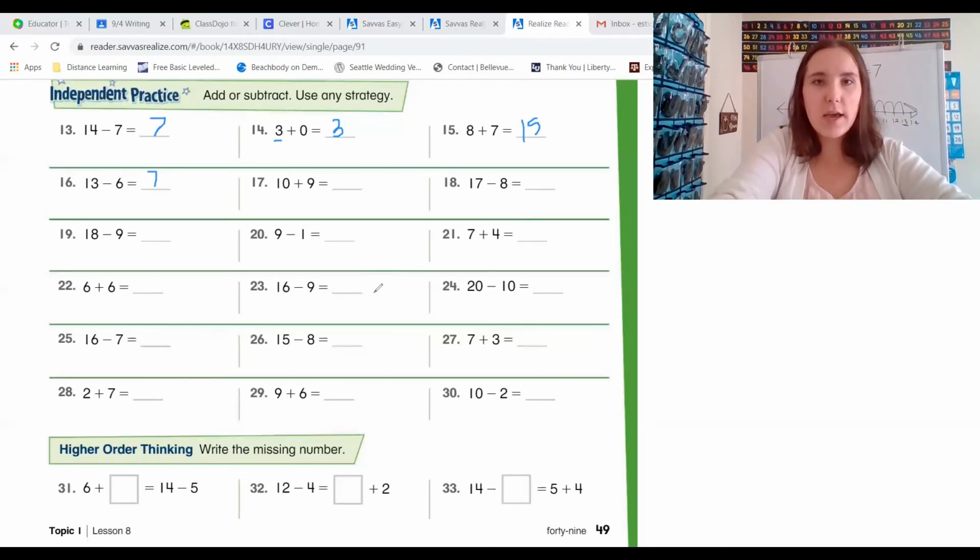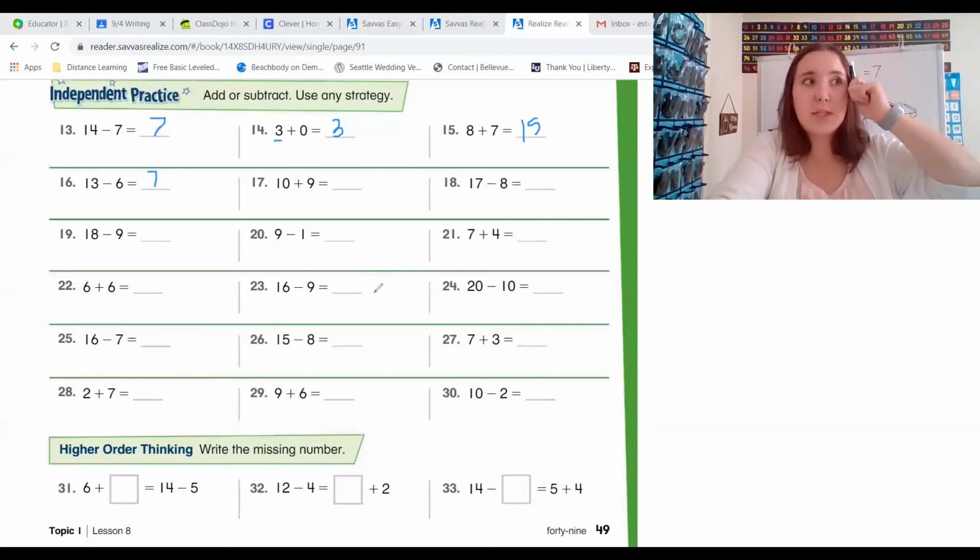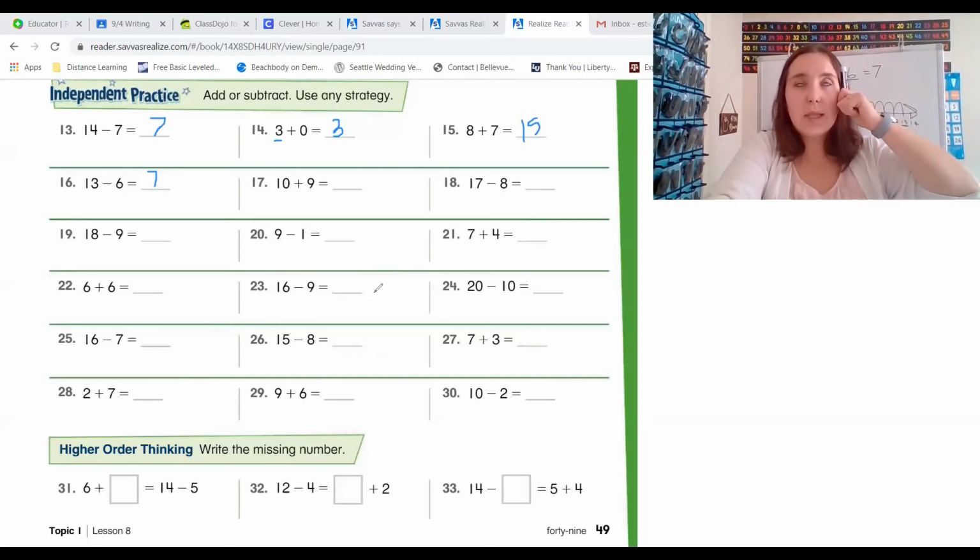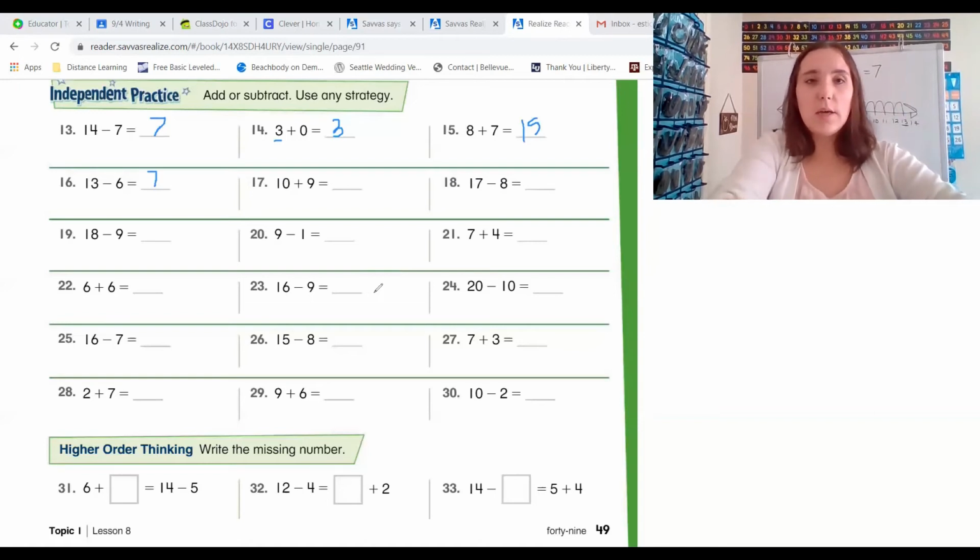Let's look at number 17. Okay, 10 plus 9. Well, I know the doubles fact 10 plus 10 equals 20, and 9 is 1 less than 10, so 10 plus 9 has to be 1 less than 10 plus 10. 20, take away 1, that's 19. That's 1 less.